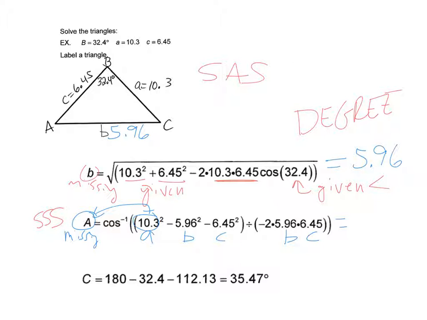When you put all that in, it comes out to be angle A is 112.13 degrees. Then the easiest part of the whole thing is finding that third missing angle. Angle C, you just subtract from 180, and you get 35.47 degrees.